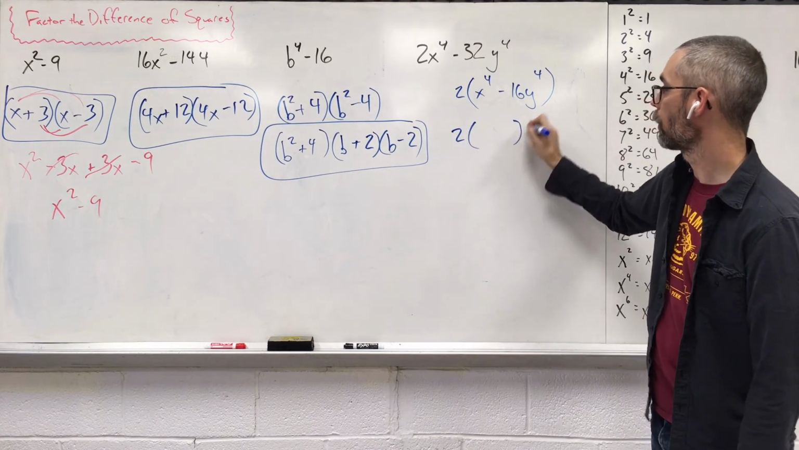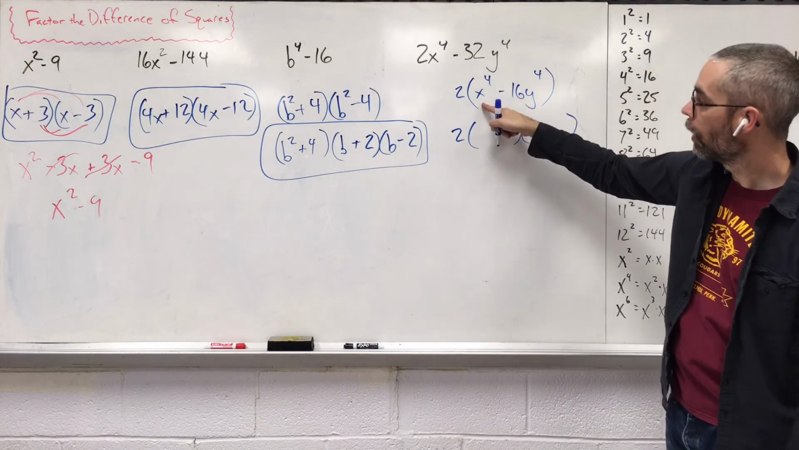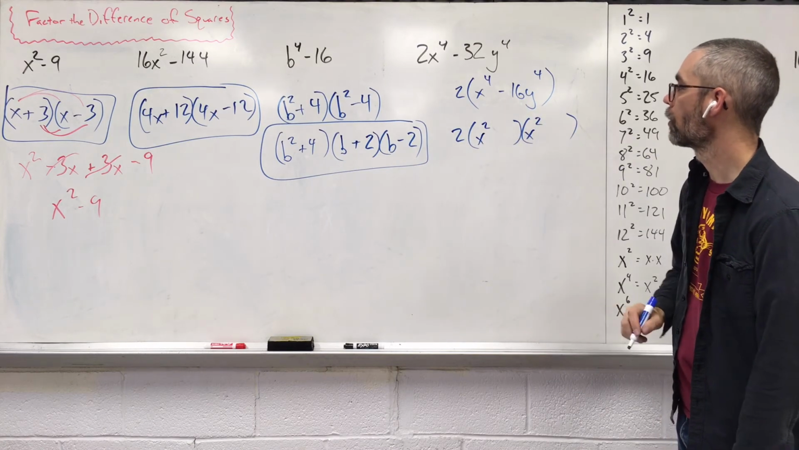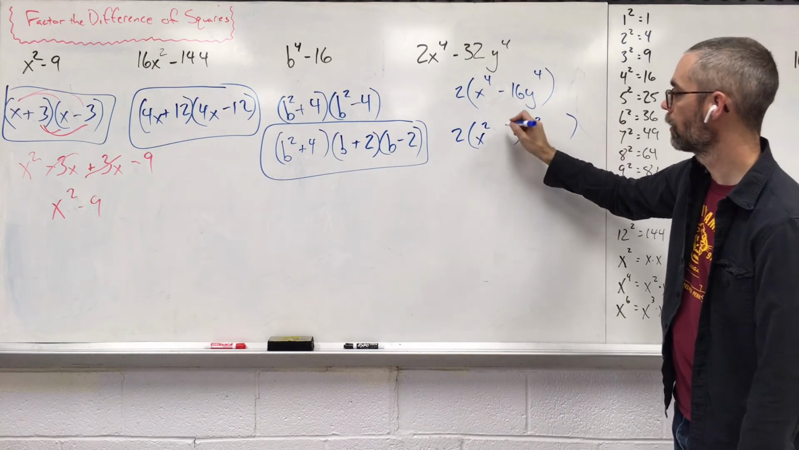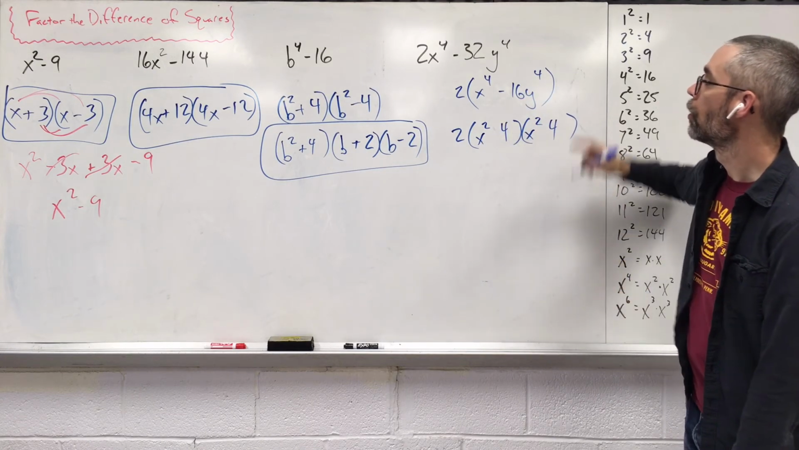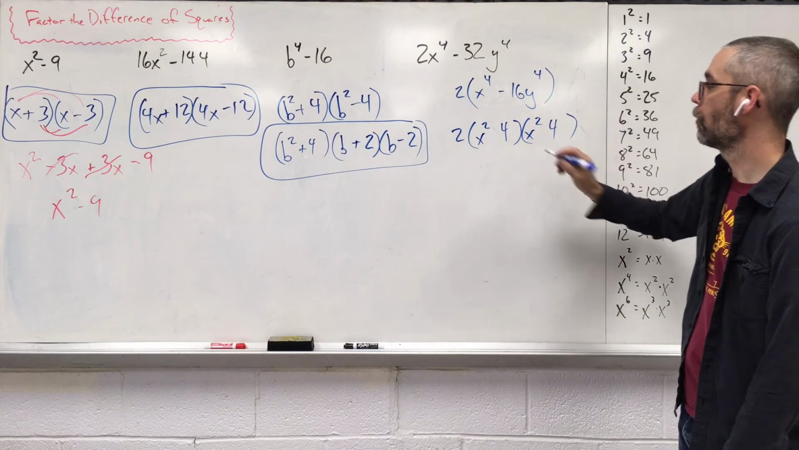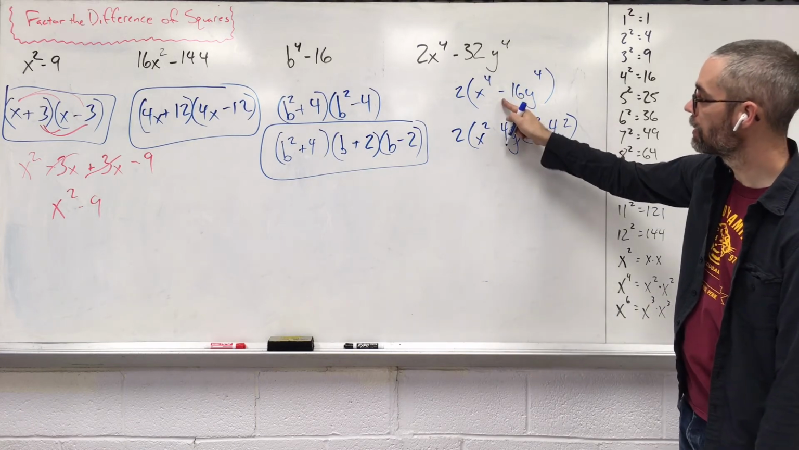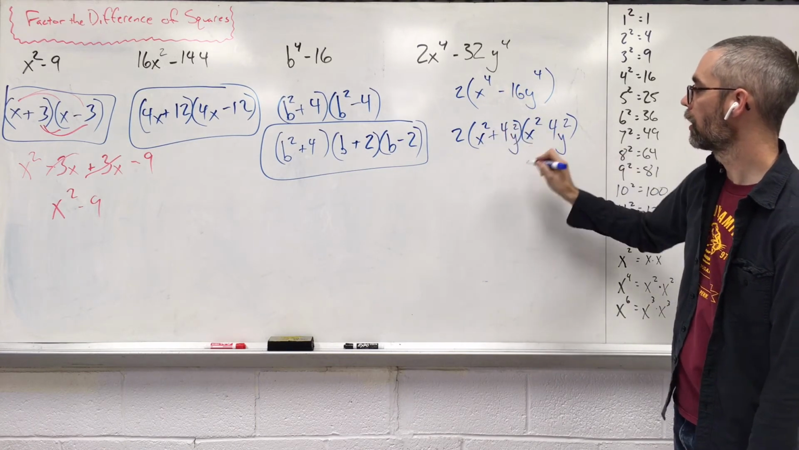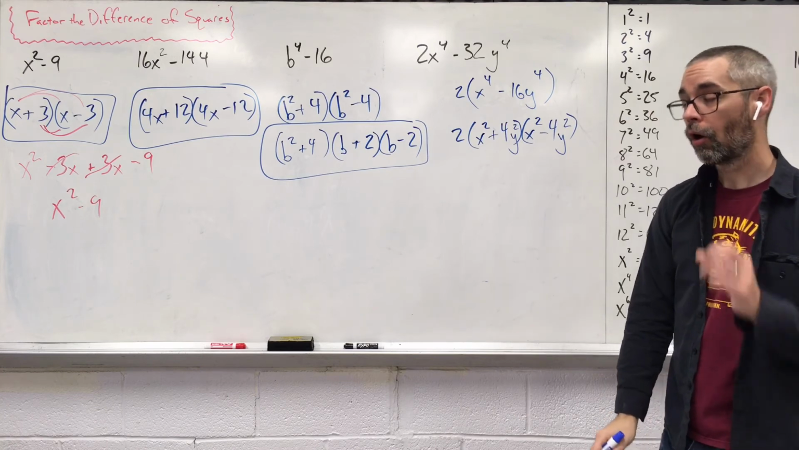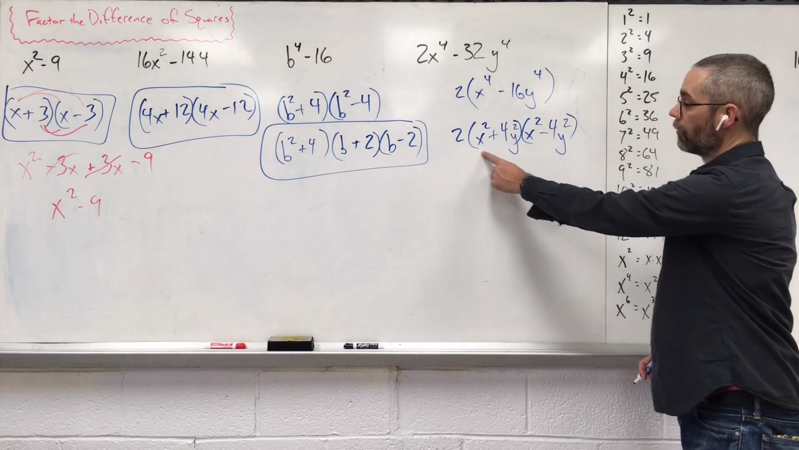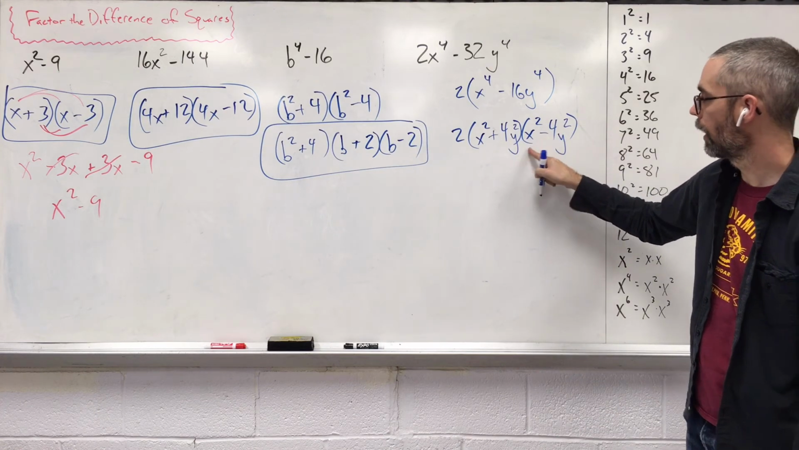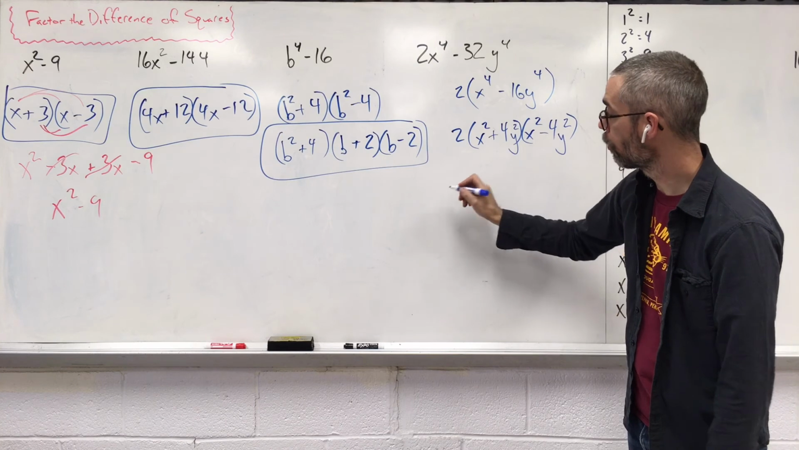Bring down the 2, we're going to have two sets of parentheses. What times itself gives you x to the fourth? x squared, x squared. What times itself gives you 16? 4, 4. What times itself gives you y to the fourth? y squared, y squared. And because you have the difference of two squares, plus, minus. Now, are we complete? All of this is good until we get to here, because we have another difference of squares. So we're going to go one more step.